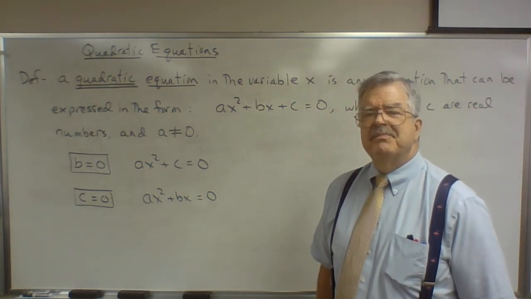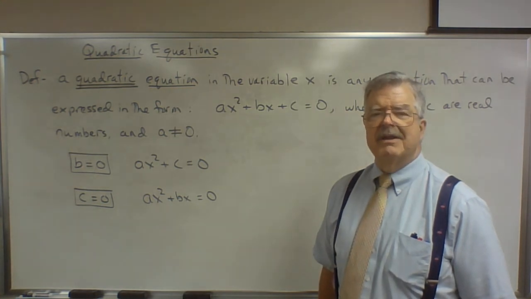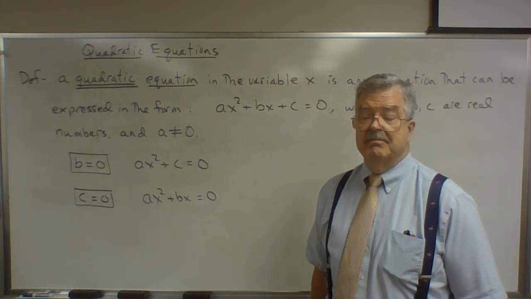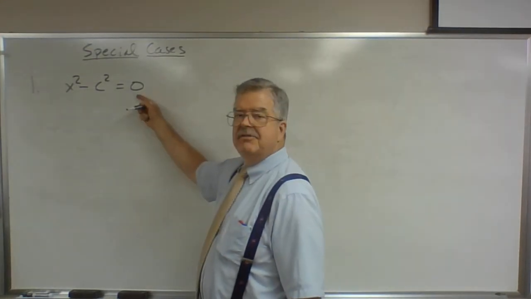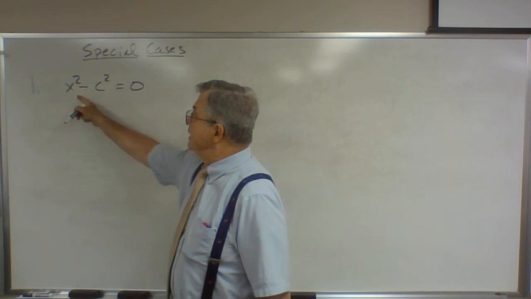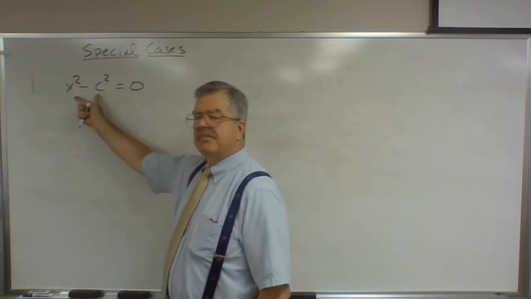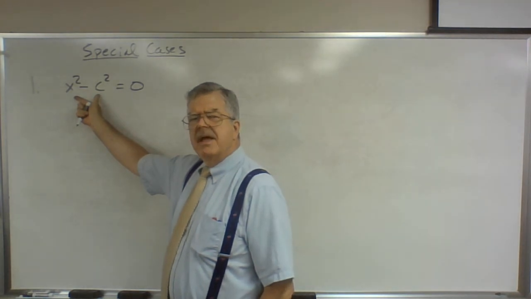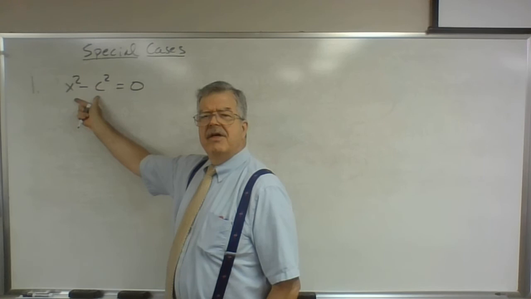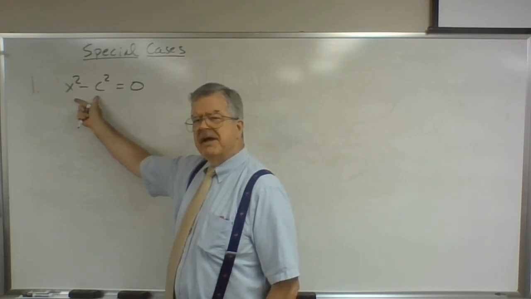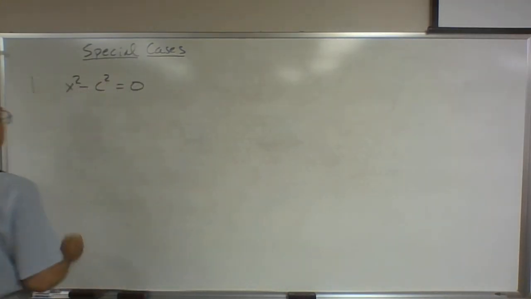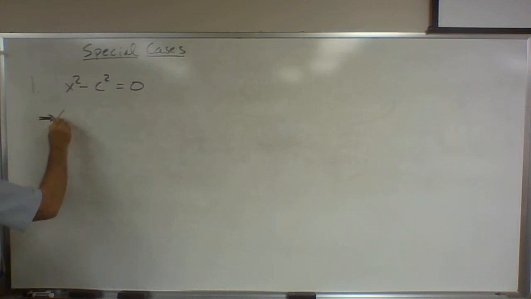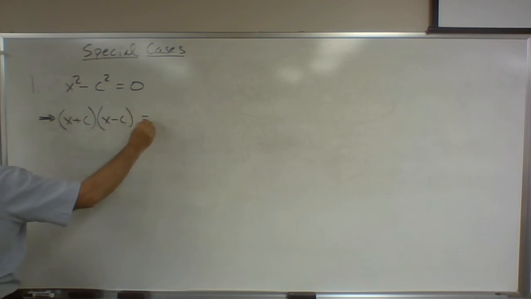Now let's look at some special cases of quadratic equations and how we solve them. And this is the first special case that we'll look at. X squared minus c squared is 0, where c is a constant. And we might recognize that the left-hand side of this equation has a special factorization. This is the difference of perfect squares. And here's how it factors: x plus c, x minus c equals 0.